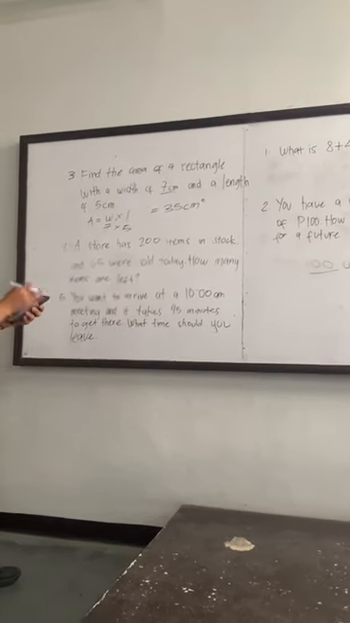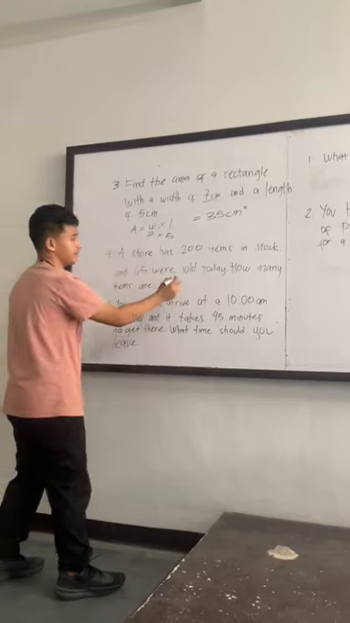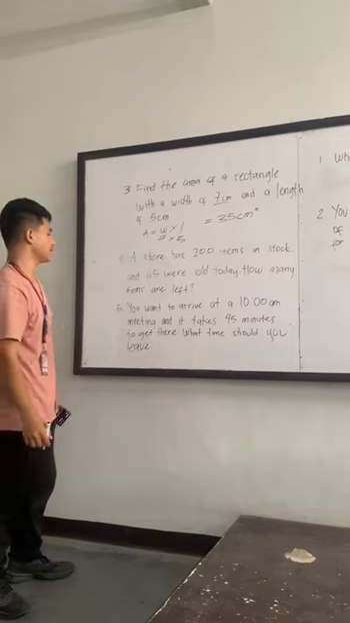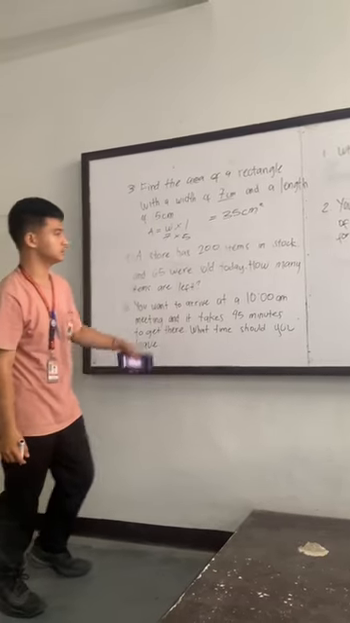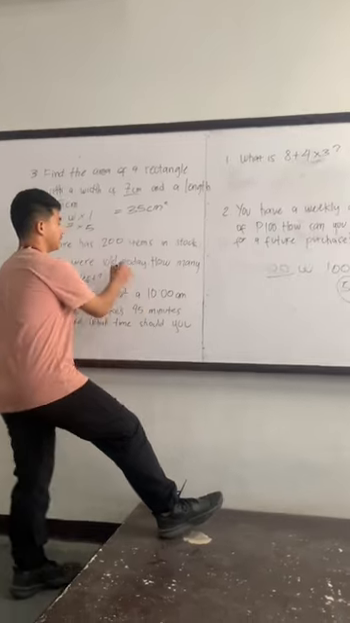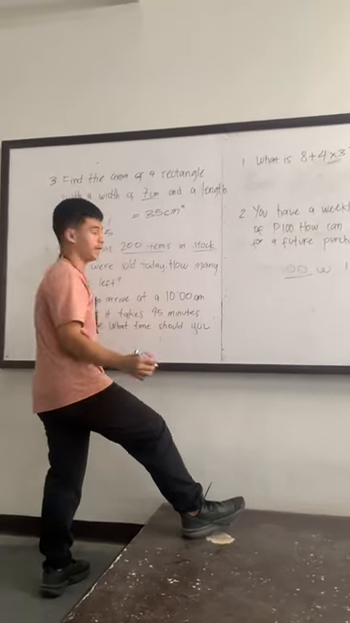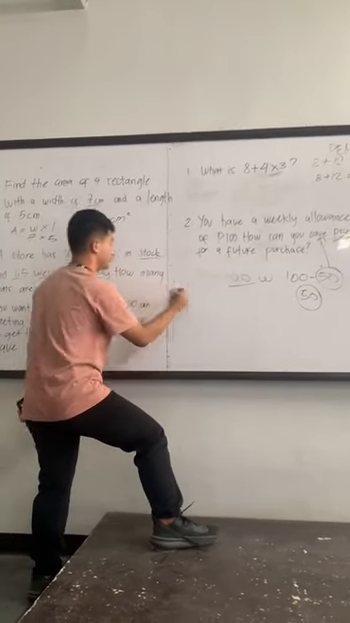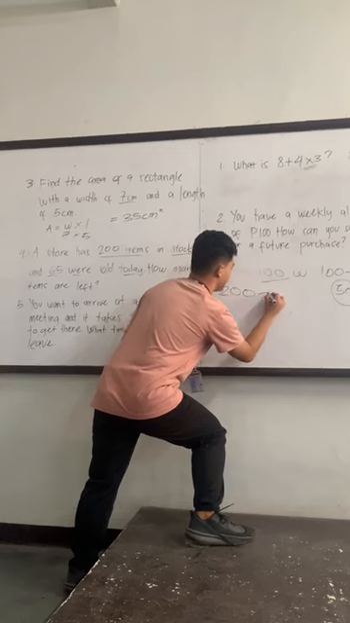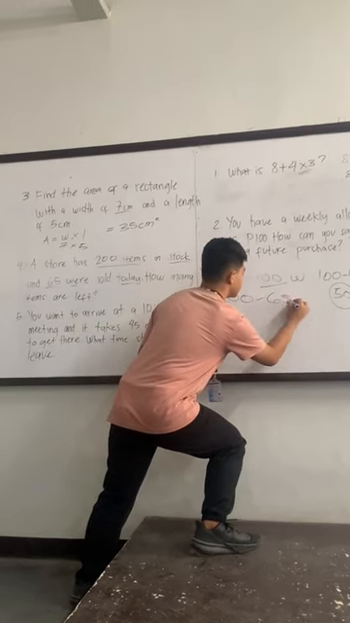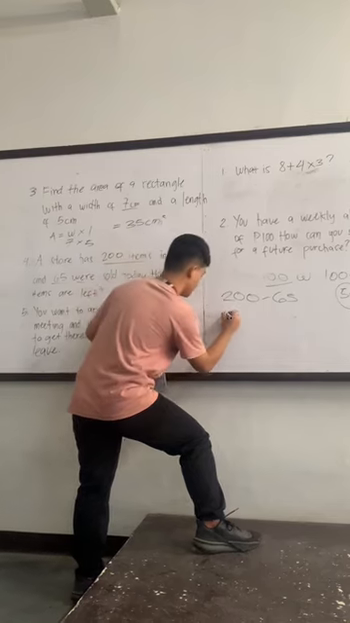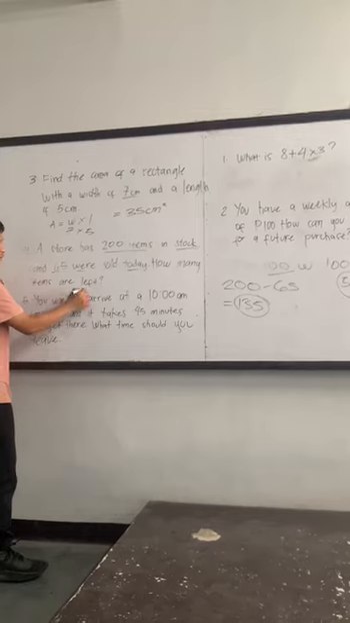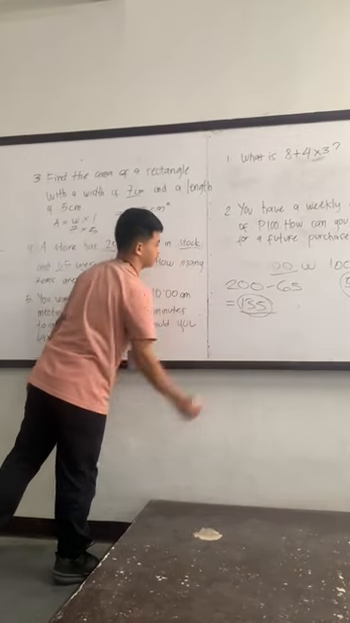Number 4: a store has 200 items in stock and 65 are sold today. How many items are left? So it is very simple. 200 items in stock, and then 65 sold today. So it's going to be 200 minus 65, which is 135. So how many items are left? There are 135 items left.